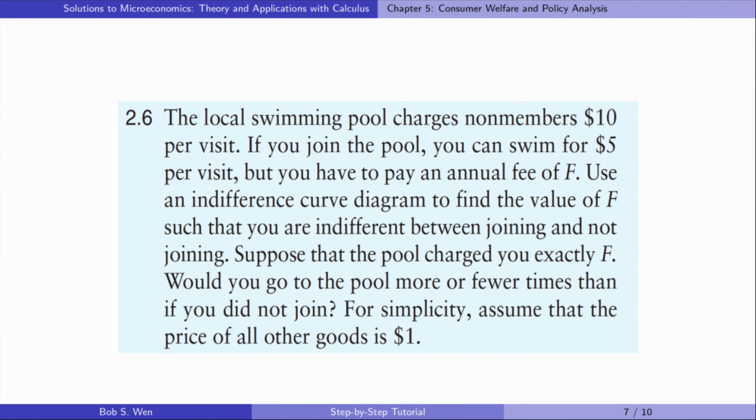Here's exercise 2.6. The local swimming pool charges young members $10 per visit. If you join the pool, you can swim for $5 per visit, but you have to pay an annual fee of F. Use an indifference curve diagram to find the value of F such that you are indifferent between joining and not joining. Suppose that the pool charged you exactly F. Would you go to the pool more or fewer times than if you did not join? For simplicity, assume that the price of all other goods is $1.